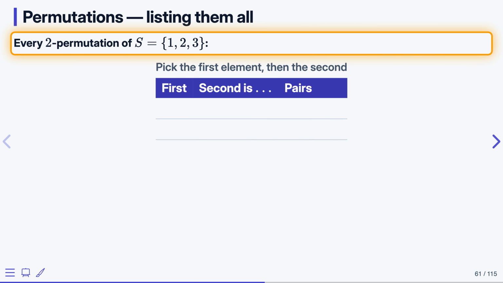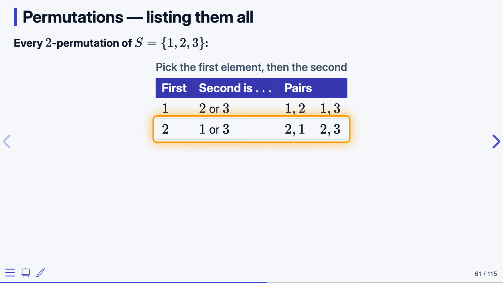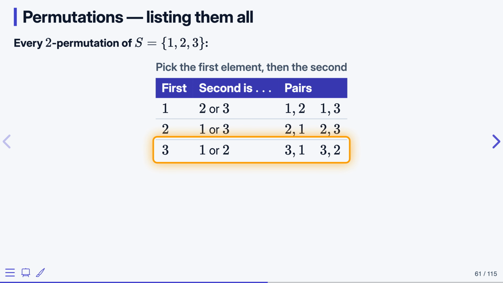Let's list every 2-permutation of the set 1, 2, 3. We build them in order, first element then second. Row 1 start with 1. The second element is 2 or 3. That gives 1, 2 and 1, 3. Row 2 start with 2. The second is 1 or 3. That gives 2, 1 and 2, 3. Row 3 start with 3. The second is 1 or 2. That gives 3, 1 and 3, 2.